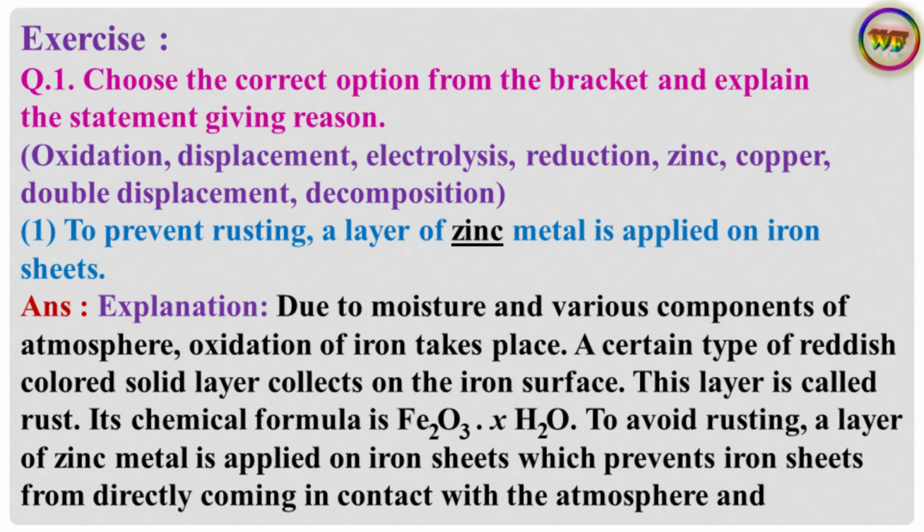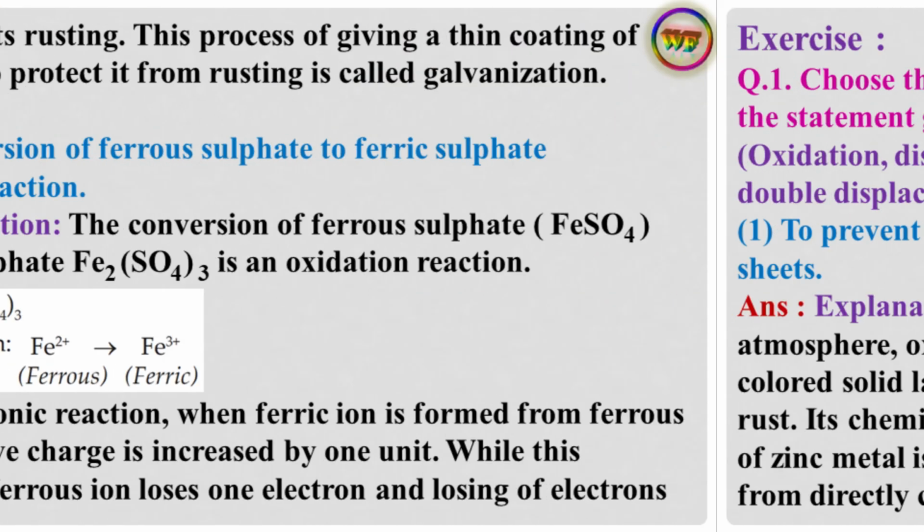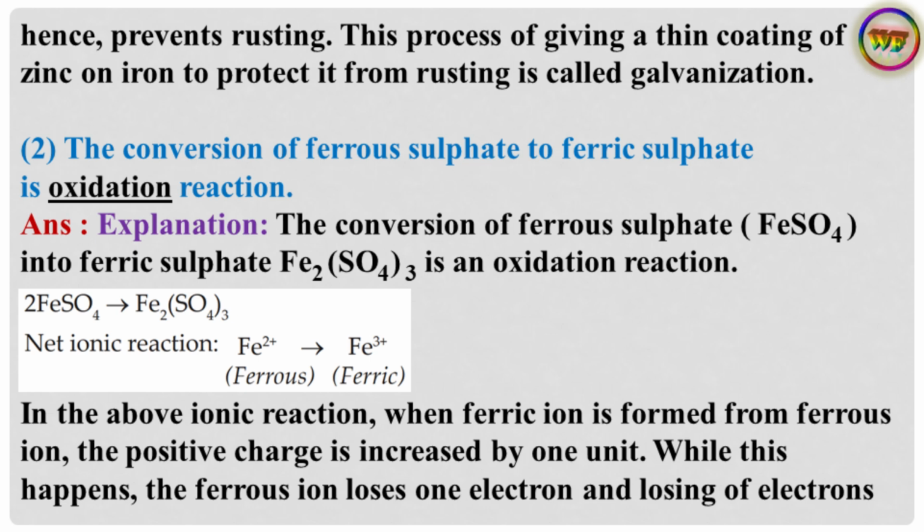To avoid rusting, a layer of zinc metal is applied on iron sheets, which prevents iron sheets from directly coming in contact with the atmosphere and hence prevents rusting. This process of giving a thin coating of zinc on iron to protect it from rusting is called galvanization. Sub-question 2. The conversion of ferrous sulfate to ferric sulfate is an oxidation reaction.